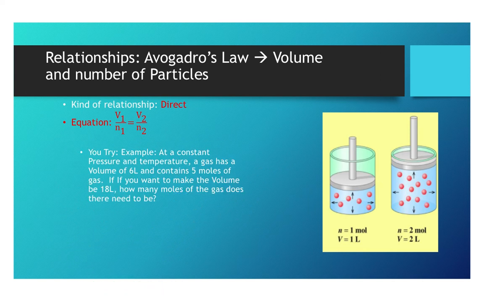Your turn to try. At a constant pressure and temperature, a gas has a volume of 6 liters and contains 5 moles of gas. If you want to make the volume be 18 liters, how many moles of gas does there need to be? Give it a try, and when you're done, come back.